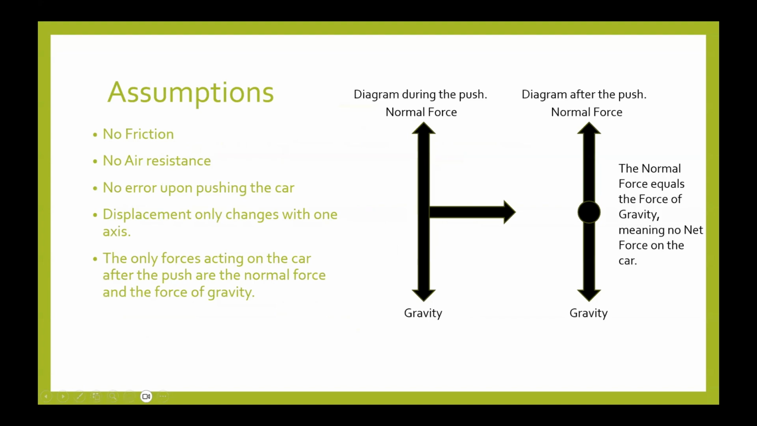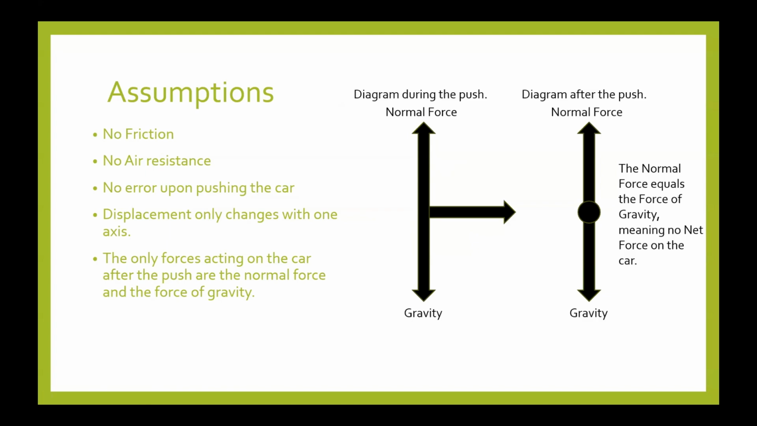So I'm going to start by saying that there are some assumptions I have to make in this experiment to be able to discuss anything. And first of all, I'm going to assume there's no friction, no air resistance, and there's no error upon pushing the car. In addition, I have to assume that displacement only changes with one axis, meaning that the y and x axis don't change upon my pushing, and the only forces acting on the car are the forces of normal force and the force of gravity, as seen on the chart over here.